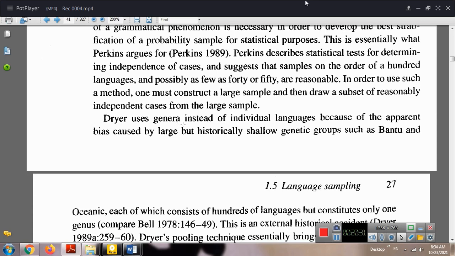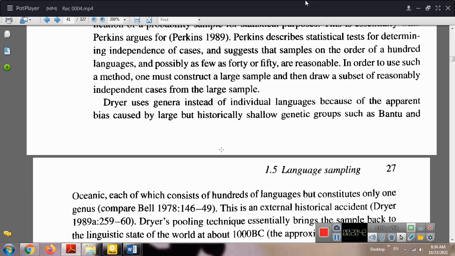Dryer uses genera instead of individual languages because of the apparent bias caused by large but historically shallow genetic groups such as Bantu and Ashanti, each of which consists of hundreds of languages but constitutes only one genus.